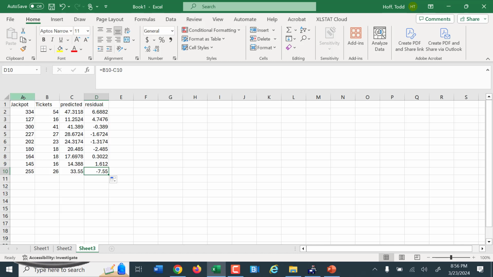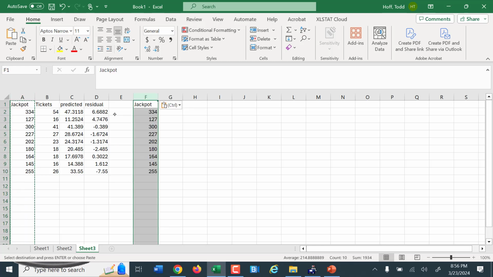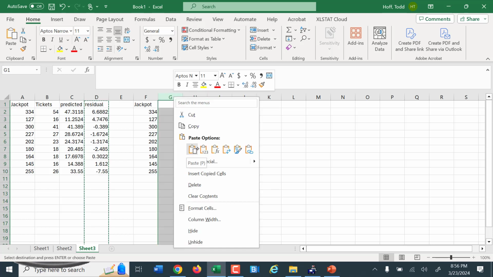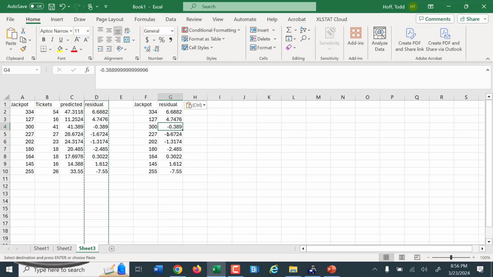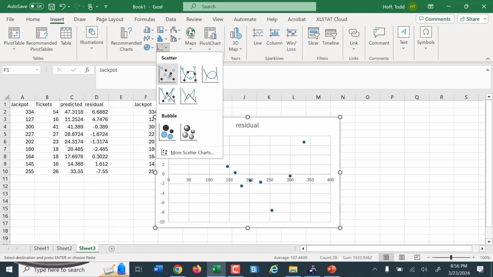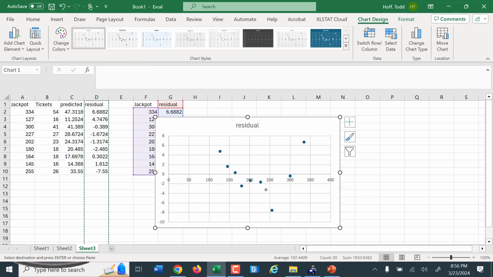So what I want to graph now is I'm going to copy these values here. I'm going to copy these values here. I'm going to paste special here. I'm going to paste just the values. And I'm just going to graph these two. So I'm going to go insert, scatter plot, and there is my residual plot.